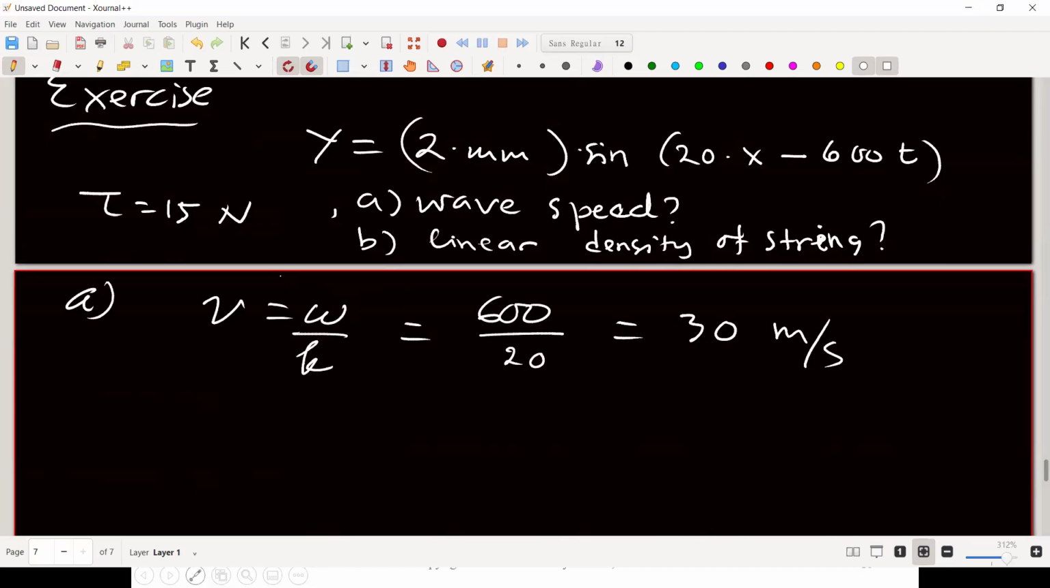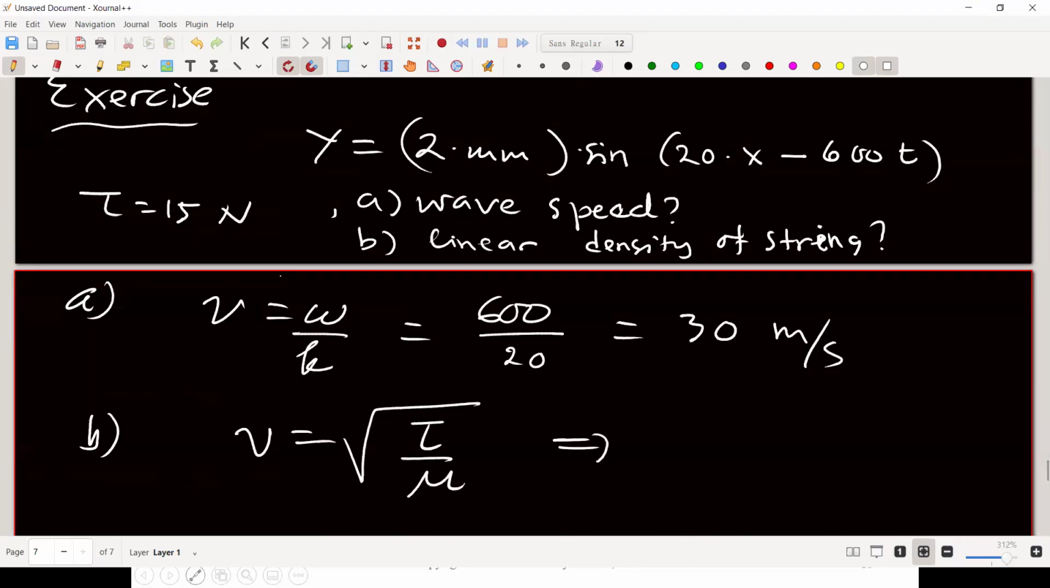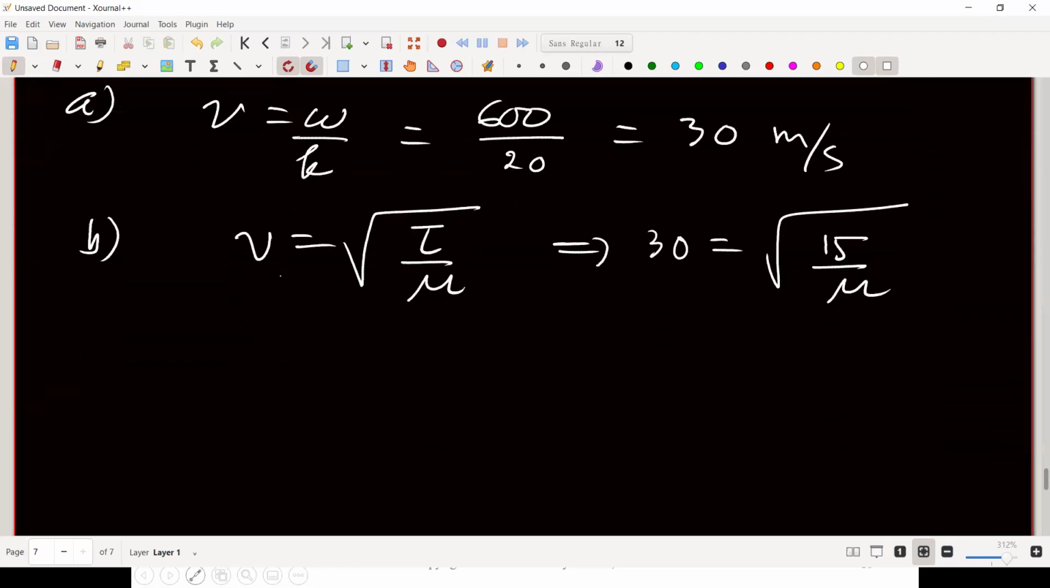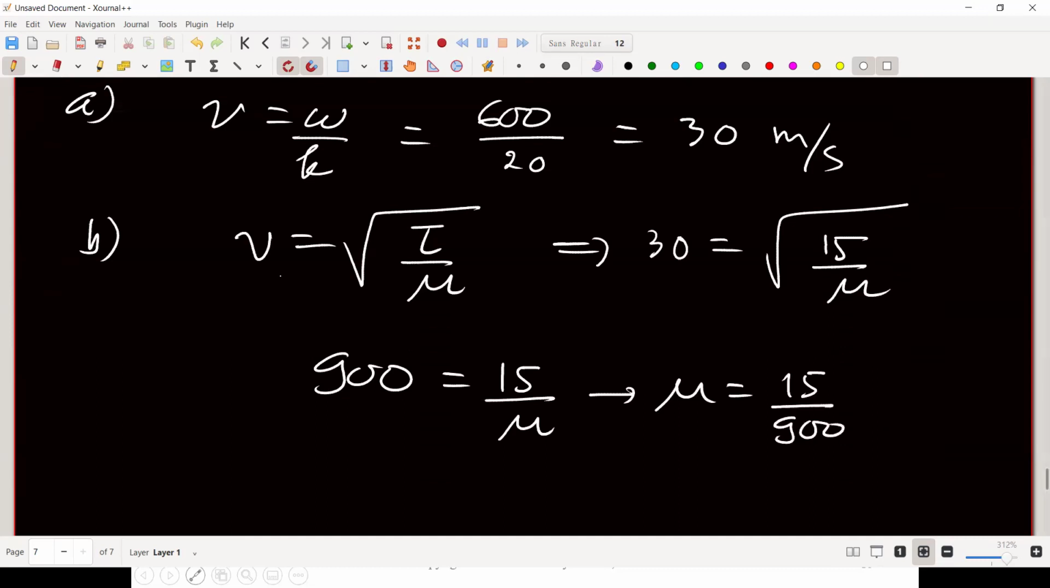And then for the linear density, we know that v is equal to the square root of tau divided by mu, right? So this one is 30 equals the square root of 15 divided by mu. Okay, so we can take the square of this, becomes 900 equals 15 divided by mu. So mu is 15 divided by 900, in kilograms per meter.